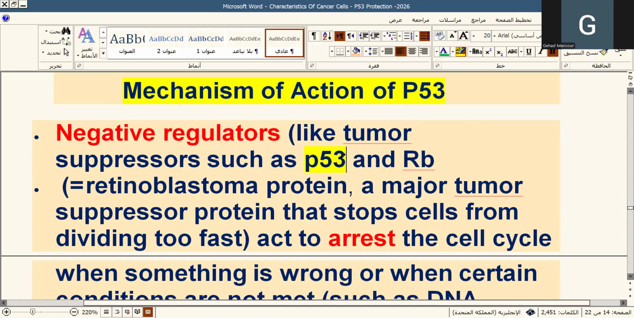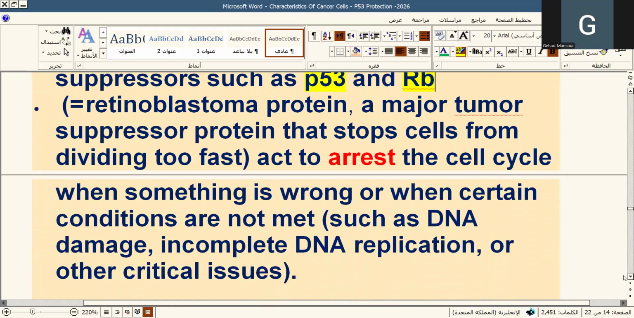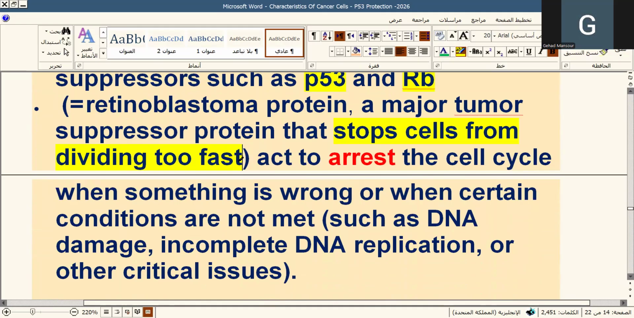P53 is not the only inhibitor of the cell cycle, but there is another inhibitor of the cell cycle that is less famous, that is called RB or retinoblastoma protein. And this is another tumor suppressor protein that is capable of stopping the cell from dividing too fast. And this is important when the cell has an abnormality.